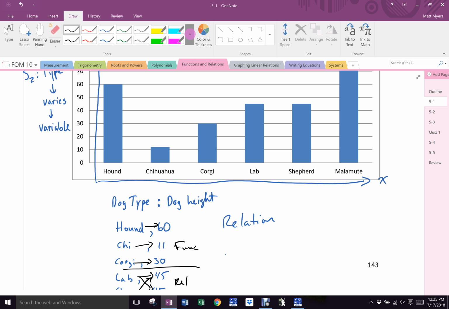If this bar was not there, then do I have a function? Yes, because every dog has a unique height. Everybody got it?